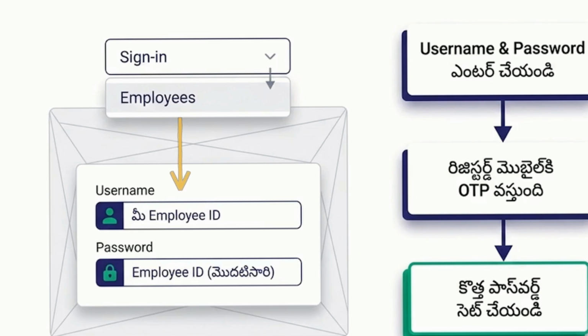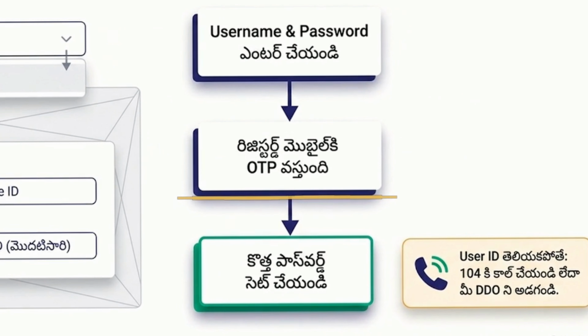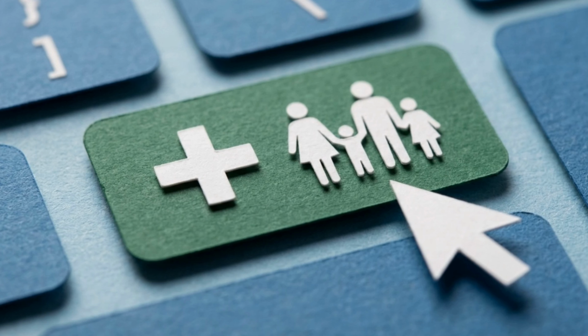if it's your first time, use your employee ID as both username and initial password. This triggers a 2-factor authentication check. Enter the OTP sent to your mobile device, and the system prompts you to set a new permanent password. With your dashboard open, navigate to the registration section and select Add a new family member.